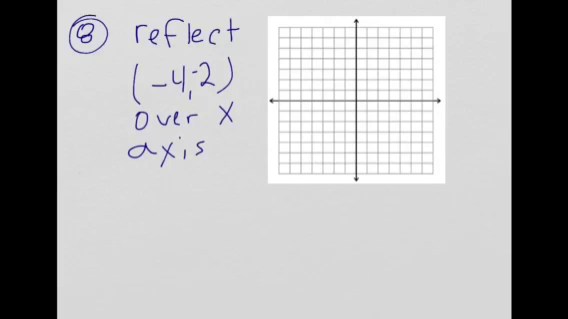Okay, now we're going to reflect, and let's take off this negative here. We're going to reflect -4, 2 over the x-axis. So we're going to take -4, 1, 2, 3, 4, and go 2. And now we're going to reflect it over the x-axis. So we're going to stand on the x-axis. Instead of going up 2, we're going to go down 2. And so now our ordered pair is -4, -2.